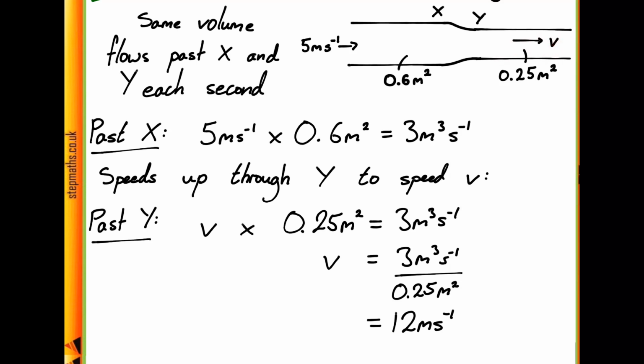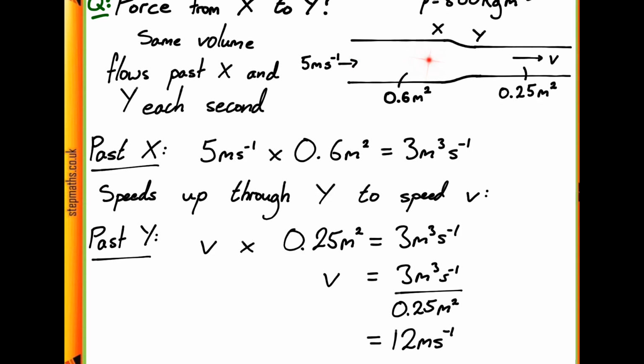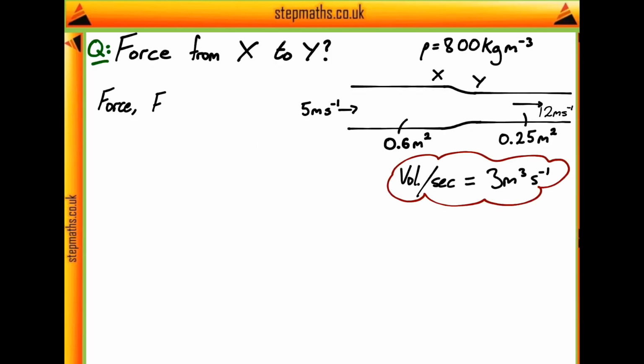So what's happening is that our oil is moving through the pipe, and at this point where the pipe gets narrower, it's accelerating to this new velocity. So there's going to have to be some sort of resultant force, and it's this force that the question is asking us to find. Now let's think next about how we can actually find that force.